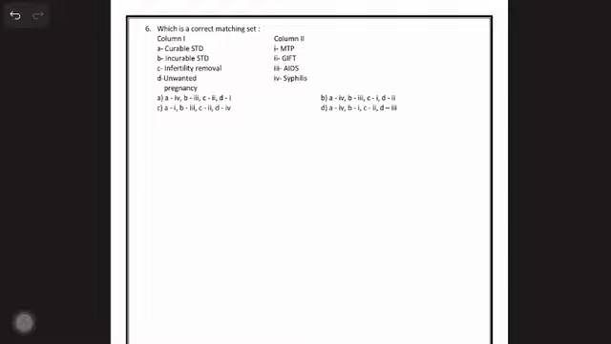Coming to sixth question. Which of the following is a correct match? Curable STD. Okay, curable STD is syphilis here. So A goes with 4. Incurable STD, AIDS. So B with 3. Infertility removal means treatment of infertility is GIFT. Option 2. Unwanted pregnancy can be corrected by MTP, which is also called medical termination of pregnancy or induced abortion. So D goes with 1.